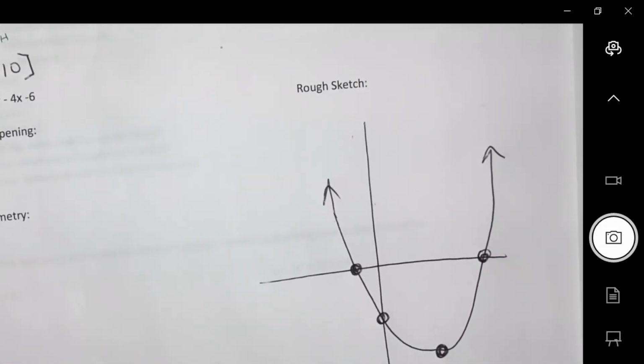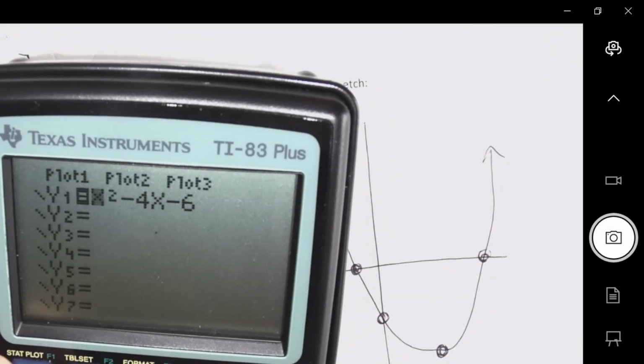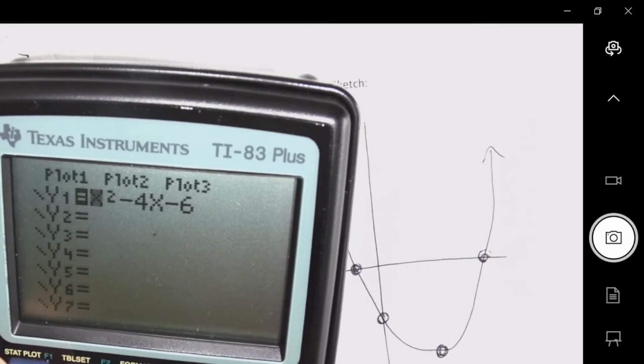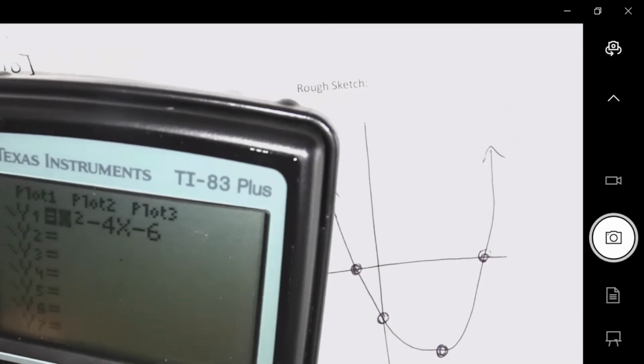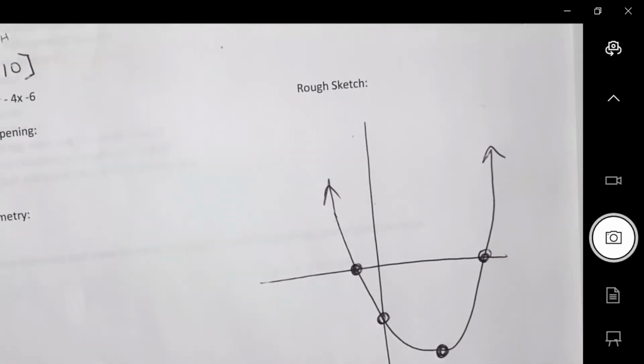What if you get a zigzag? A zigzag? Then something went wrong in your typing. Okay, go to your y equals screen. What do you have going on? X squared. Subtract. Oh, see, did you do a negative 4x? You have to do a subtract button, 4x, and a subtract button with the 6. Yeah, I got it. So you push the negative symbol. Okay.